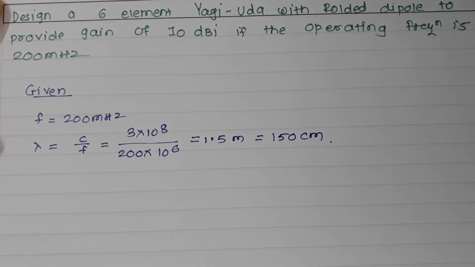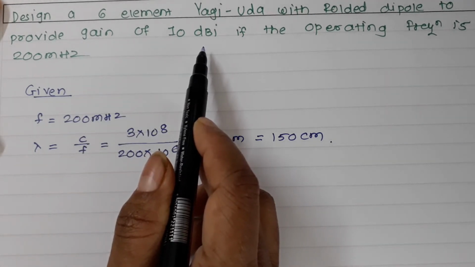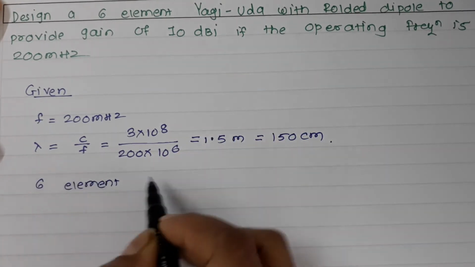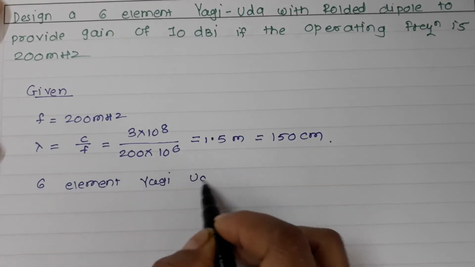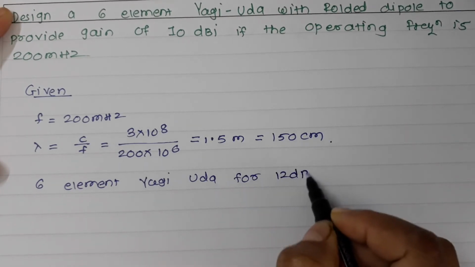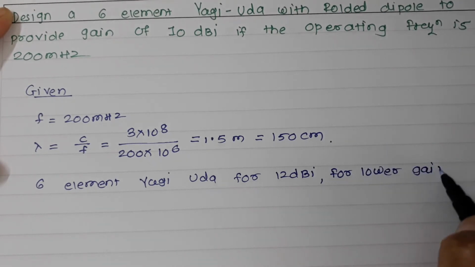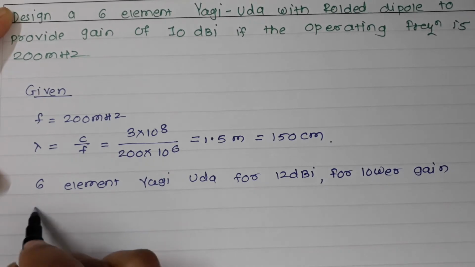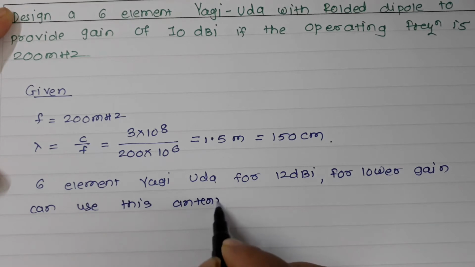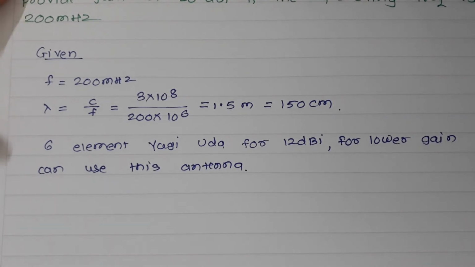Now we know that we need here the gain of 10 dBi. So you can use a 6-element Yagi-Uda for 12 dBi. So for lower gain you can use this antenna. Here, as we know that this 10 dBi is lower than 12 dBi, we can use this antenna. Now let us design the things for this one.